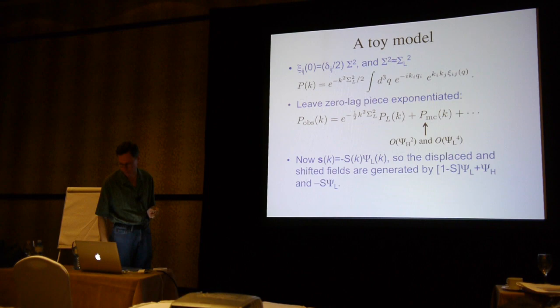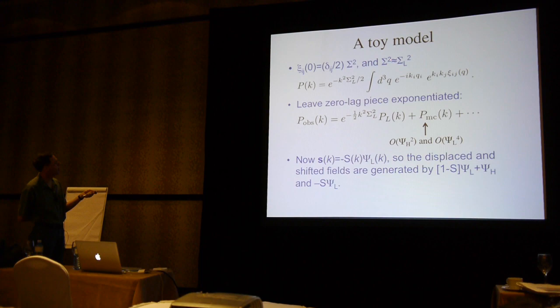If you go through and do the integrals, you'll find that this zero lag piece is just the smoothing scale, this mean displacement as we wanted. And this sigma squared, if I calculate it, looks like sigma low frequency squared. So the power spectrum looks like this, although writing it out, it looks like this damping times P linear plus this mode coupling term. So that's a toy model that reproduces the same kinds of effects that we saw in Lagrangian perturbation theory. But all of the integrals are much easier now.